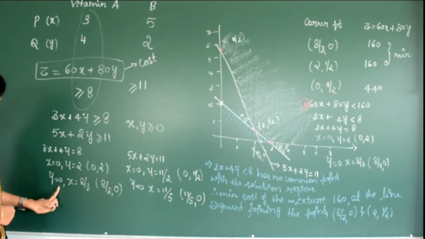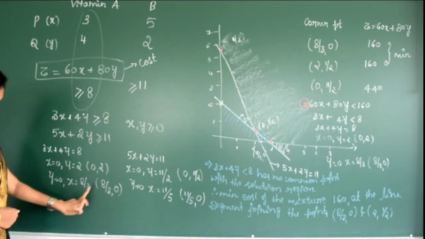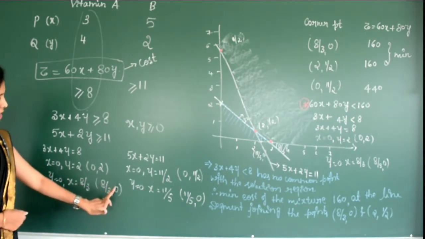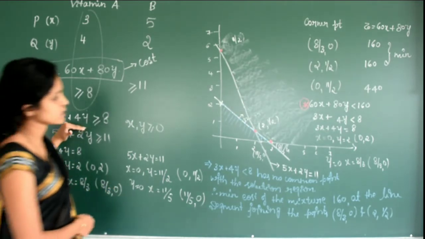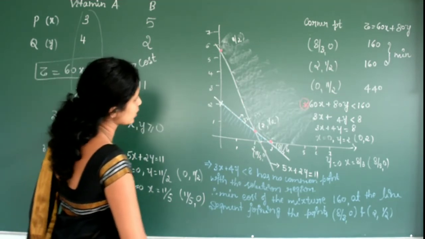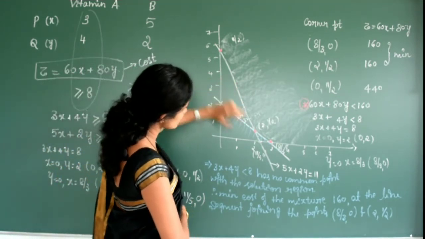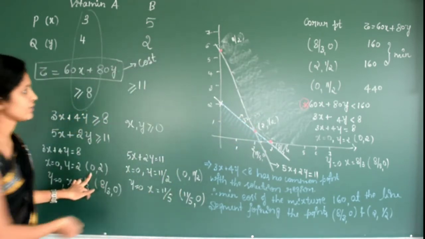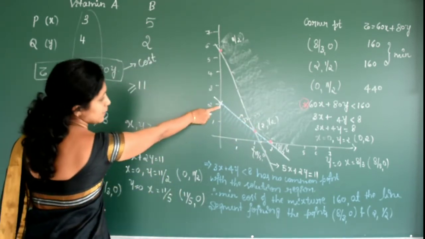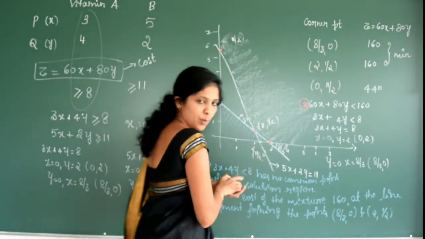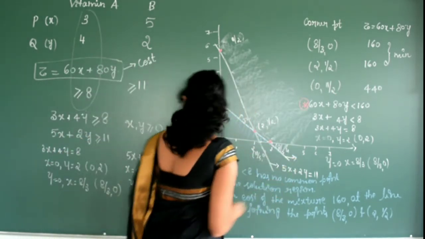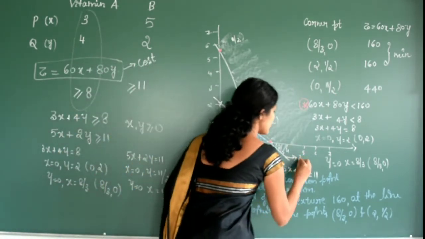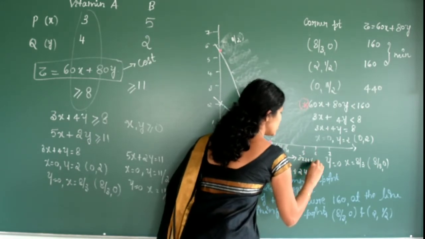And when the value of y is 0, x will be 8 by 3, so the point is (8/3, 0). So the first line is 3x plus 4y is equal to 8. Is it clear? So this is the line. See this point, x is 0 and y is 2, and this is the point (8/3, 0). So now this is the first line, that is 3x plus 4y is equal to 8.